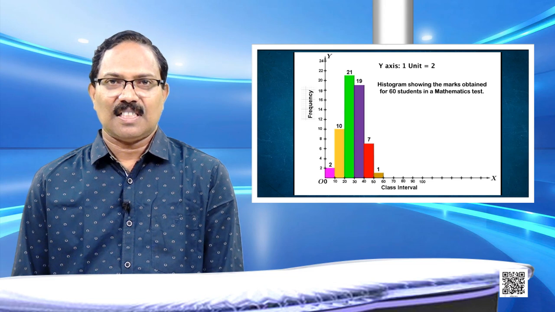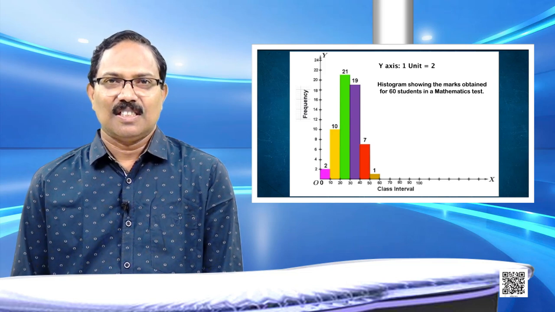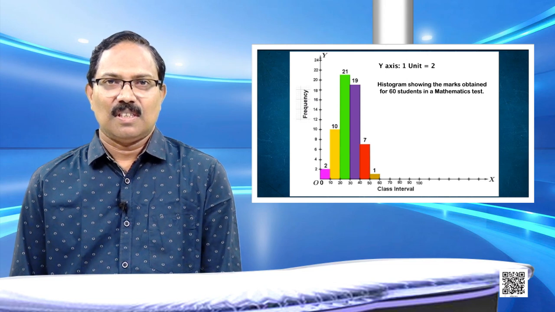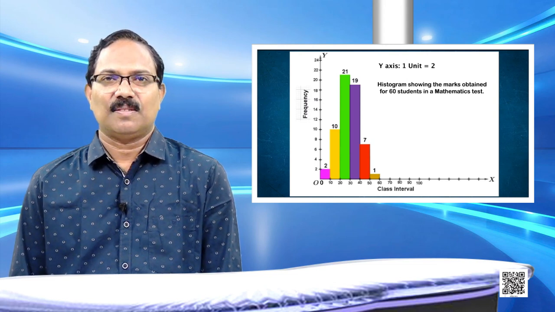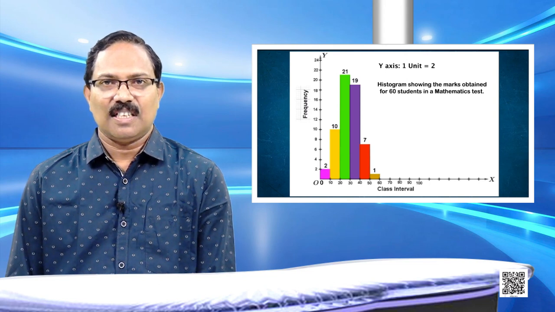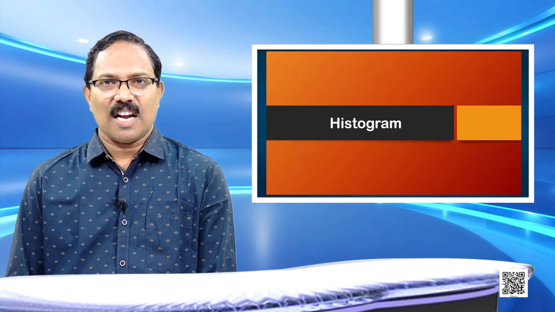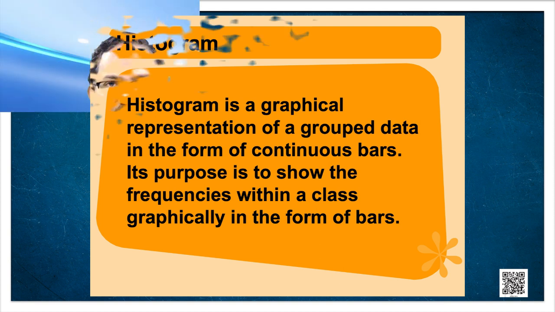Look at this. As I told earlier, this is just looking like a bar graph, but the difference is that these are all adjacent bars. Hope you have understood how to draw a histogram for a grouped frequency distribution. Students, you have learned how to construct a histogram for a grouped frequency table. Let us try to define histogram. Histogram is a graphical representation of a grouped data in the form of continuous bars. Its purpose is to show the frequencies within a class graphically in the form of bars. Are you clear?